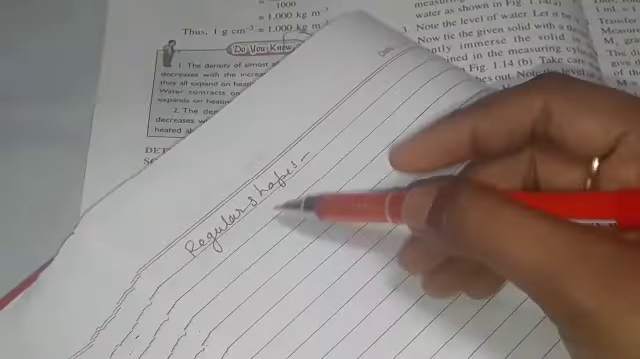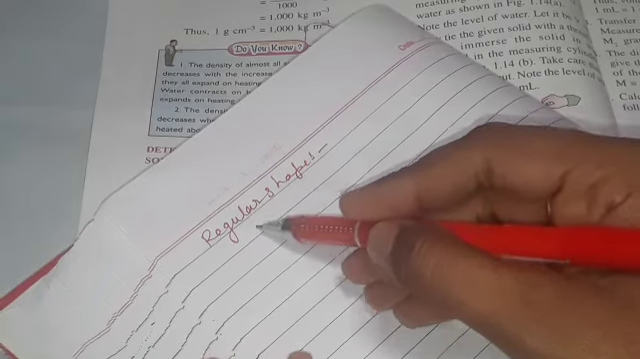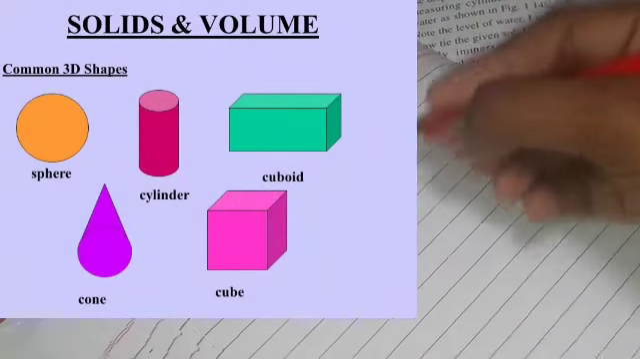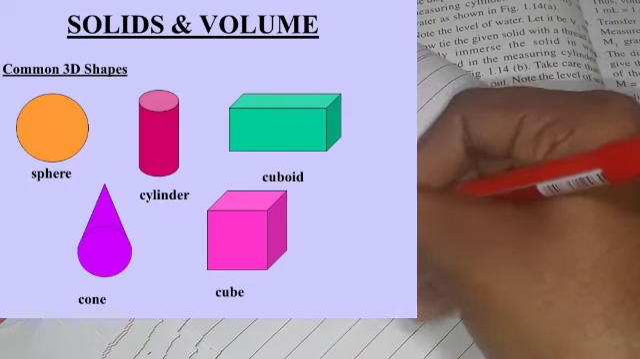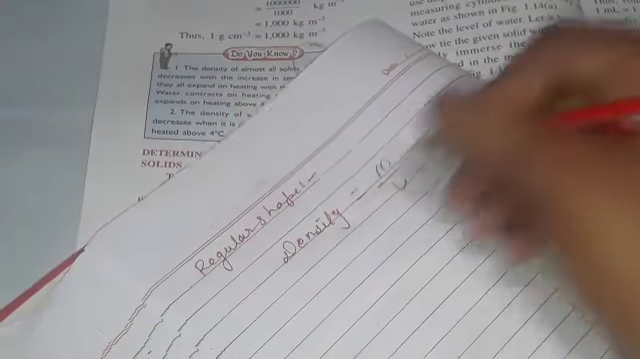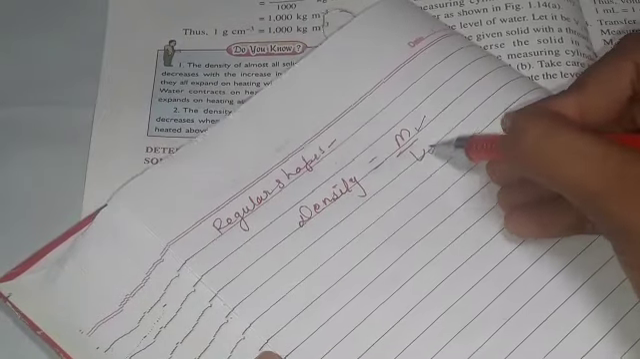Okay class, your new topic is determination of density of regular solid. First you just understand what is the meaning of regular solid. Regular solid means the object which contain regular shape. If I am talking about density, then you only need mass and volume.